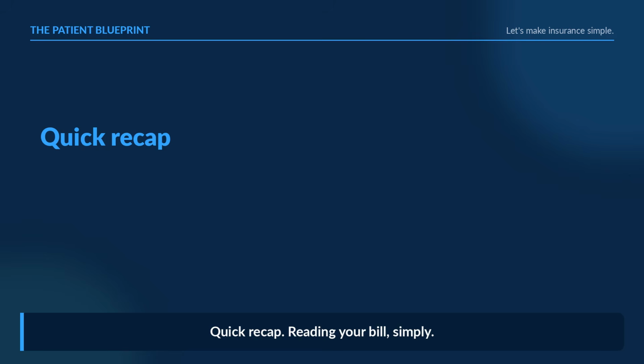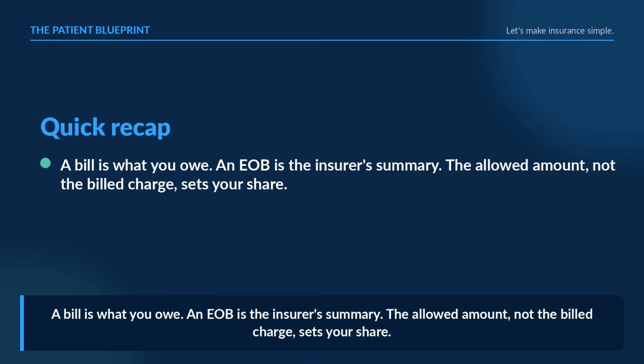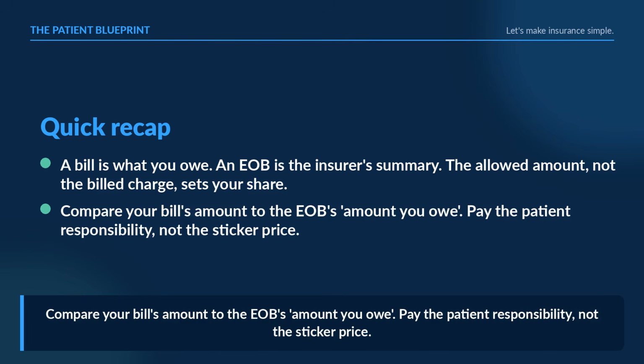Quick recap. Reading your bill simply. A bill is what you owe. An EOB is the insurer's summary. The allowed amount, not the billed charge, sets your share. Compare your bill's amount to the EOB's amount you owe. Pay the patient responsibility, not the sticker price.